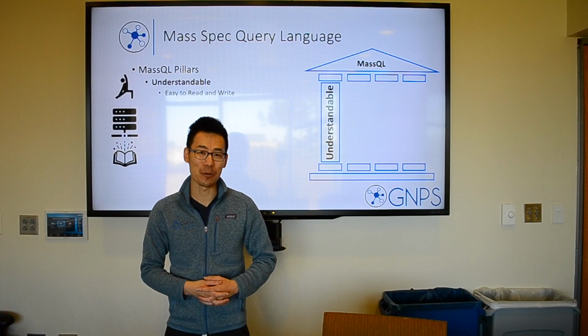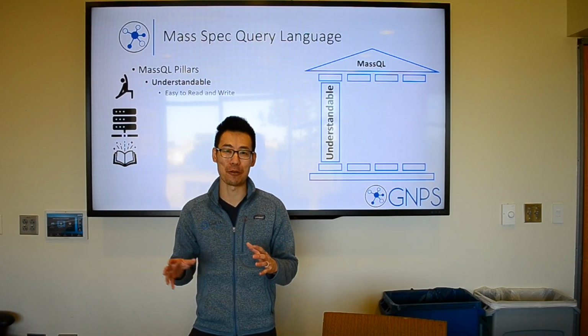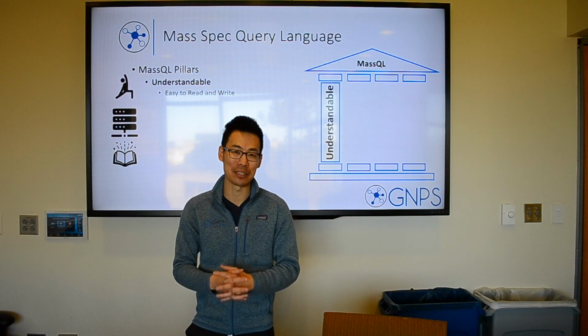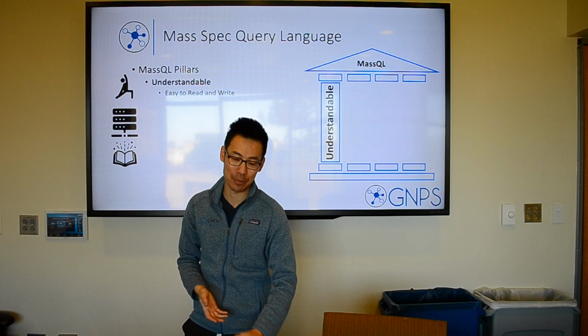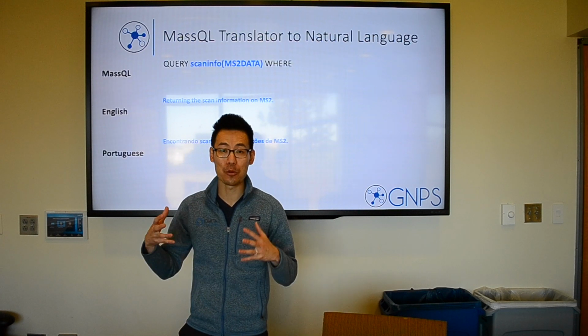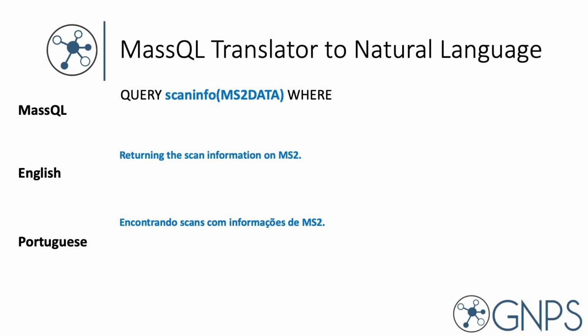Going through these, I want to take them step by step and show you how we've made these things real. In this understandable aspect, we're going to walk you through the most simple query possible. Just as a construction, we've also translated this to English and other languages, for example here Portuguese, and we apologize if the translation isn't perfect. For this particular example, this very first part of the query says, I want MS2 data. And you can see the translations into these natural languages color-coded.